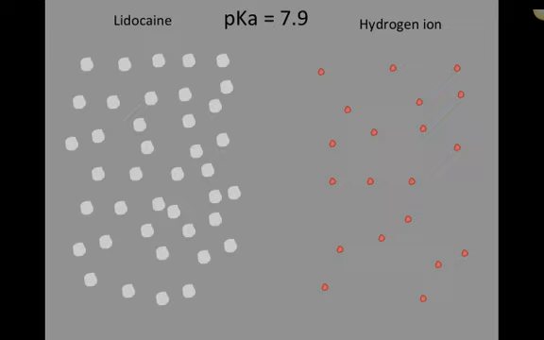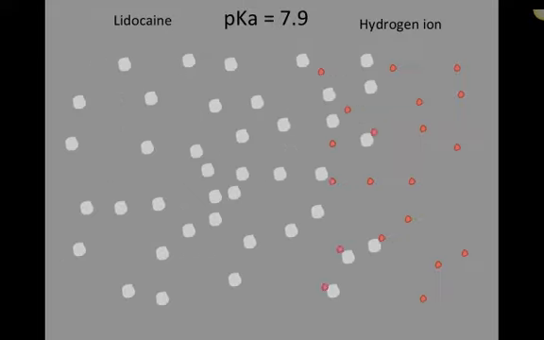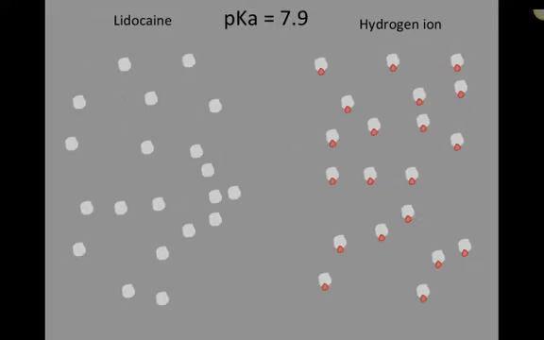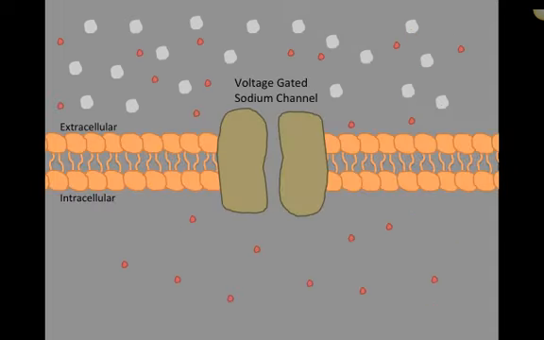This means that if lidocaine were injected into a tissue with a pH of 7.9, half of the drug would combine with positive ions and become ionized or charged, and the other half would remain unionized. The average physiological pH of human tissue is 7.4.